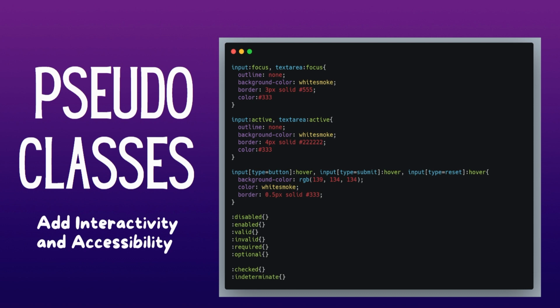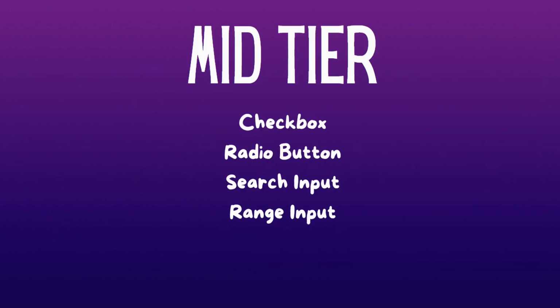You're going to want to add pseudo classes if you reset all of your browser settings and get them looking how you need them to look so that your site is accessible and efficient and user friendly. That brings us to our mid tier.